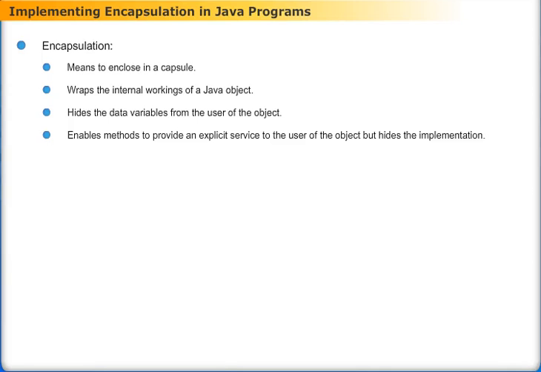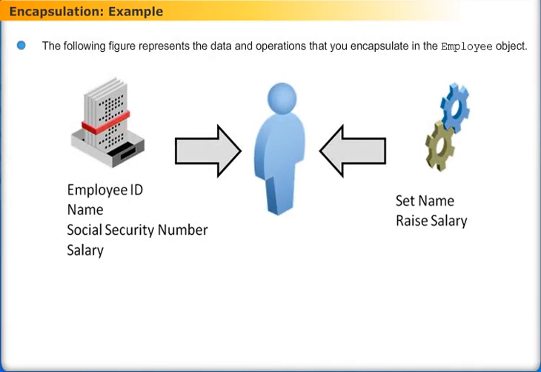Suppose you are asked to create a model of an employee. What data will you represent in an object that describes an employee? You can add employee ID, name, social security number, and salary as the data members. You can use employee ID as a unique identifier of an employee.